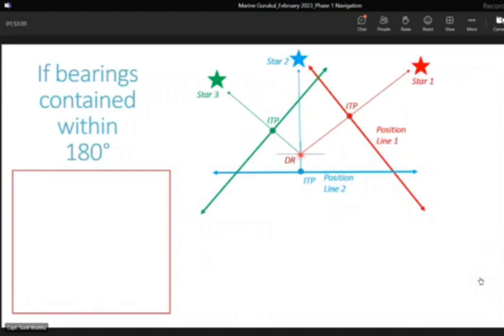And here we can see that if we draw a line in the east-west orientation, passing from the DR position, a line in the east-west orientation, then all these three stars, red star, star number 1, blue star, star number 2, and green star, star number 3 will fall on one side of that line. And when that happens, it means that the bearings are contained within 180 degrees. So in this case, the bearings are contained within 180 degrees. So up to here is clear, beta? Any doubt?